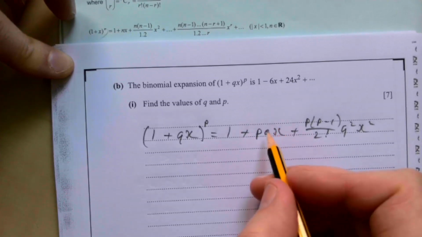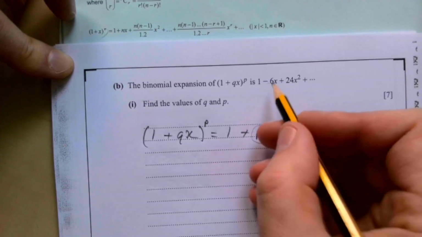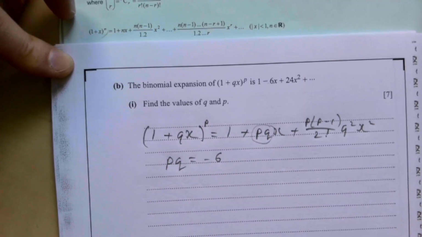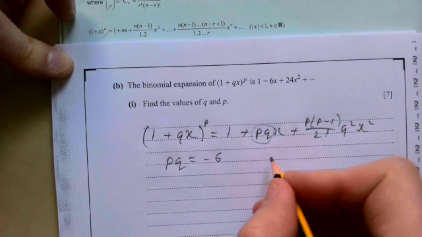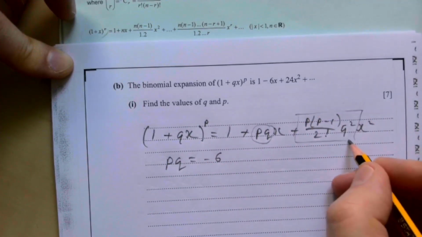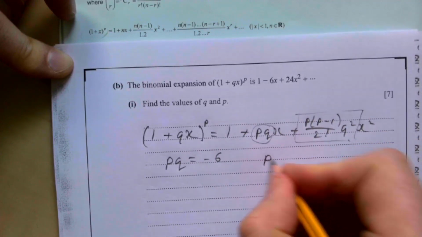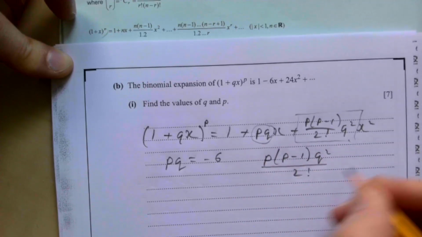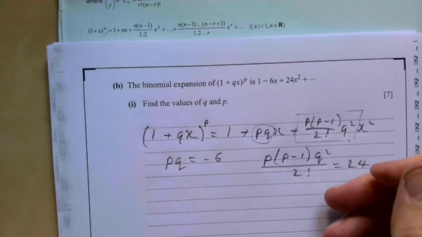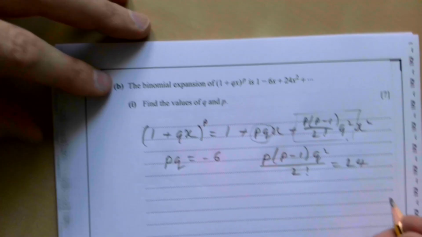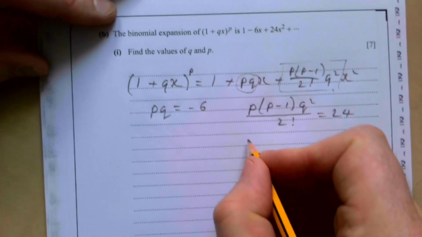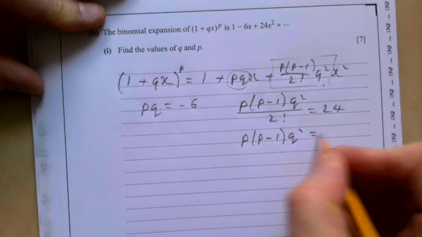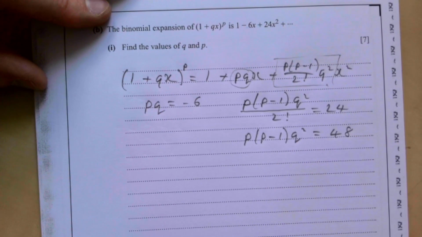So how does this help us? It means that we know pq is minus 6. It also means, and this is a bit more complicated, that this bit here must be 24, so p(p minus 1) q squared all over 2 factorial is equal to 24. So let's see if we can go about solving this somehow. So let me see, p(p minus 1) q squared is 48.